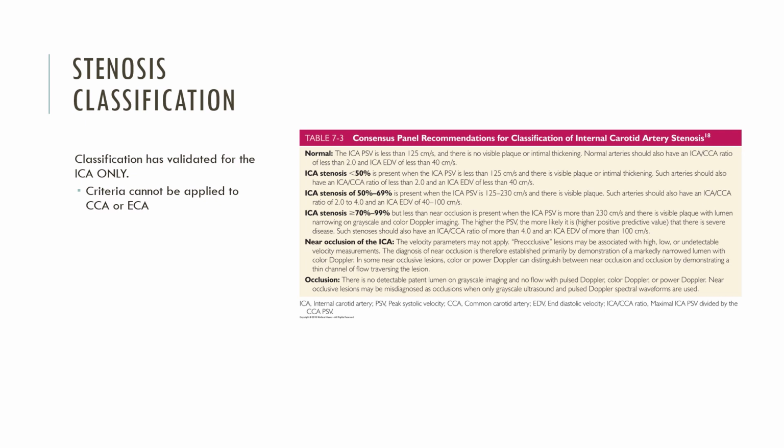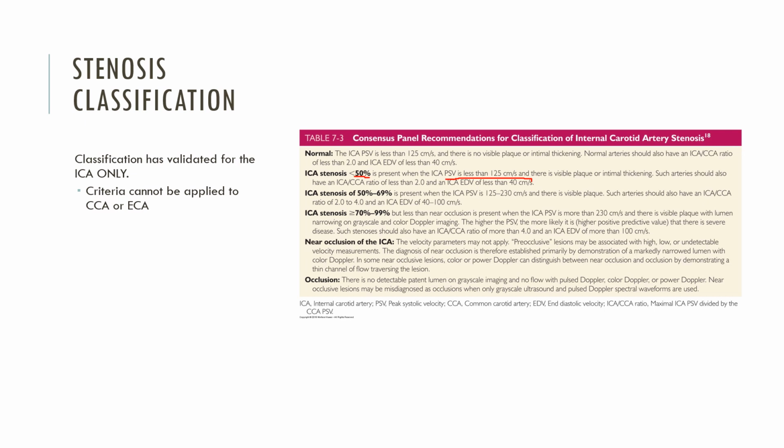But if I have an ICA stenosis with a peak systolic velocity of less than 125 centimeters per second, but there's visible plaque or intimal thickening, and our end diastolic velocity is less than 40, we could classify it as a less than 50% stenosis. If it was above 50, we would see that our ICA PSV is 125 to 230 centimeters per second, there's visible plaque, and our ICA to CCA ratio is 2 to 4 with an end diastolic velocity of 40 to 100. We would put that in the 50 to 69 category. And we're just putting it in the category. We're not saying, oh, it's 55, it's 57. We're saying it's somewhere in here.